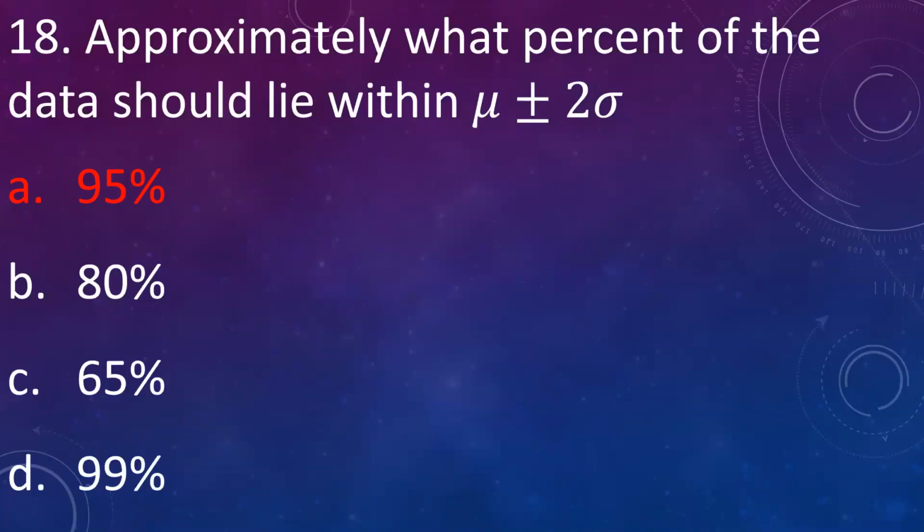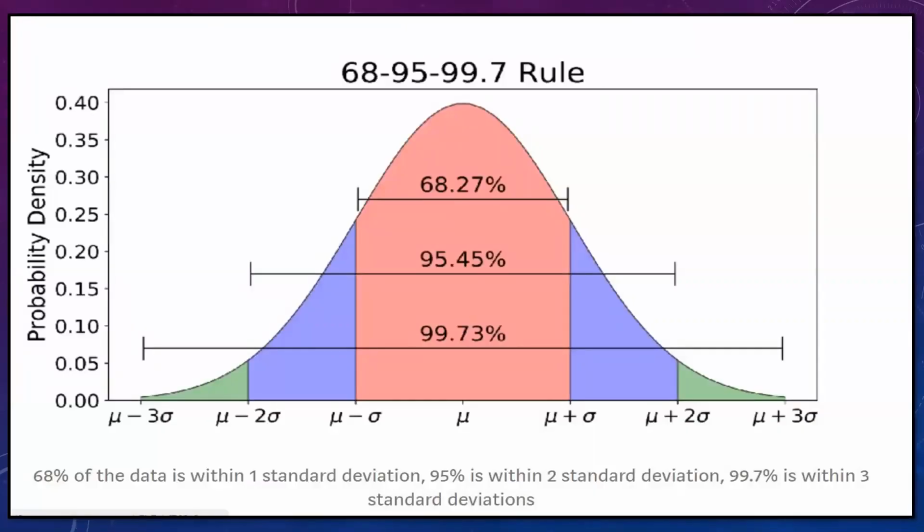The percent of data that lies between mu minus 2 sigma and mu plus 2 sigma is 95.45%, whereas mu minus sigma to mu plus sigma is 68.27%, and mu minus 3 sigma to mu plus 3 sigma is 99.73%. 68% of data is within one standard deviation, 95% within 2 standard deviations, and 99.7% within 3 standard deviations, and the remaining 0.3% will be beyond mu plus 3 sigma and mu minus 3 sigma.